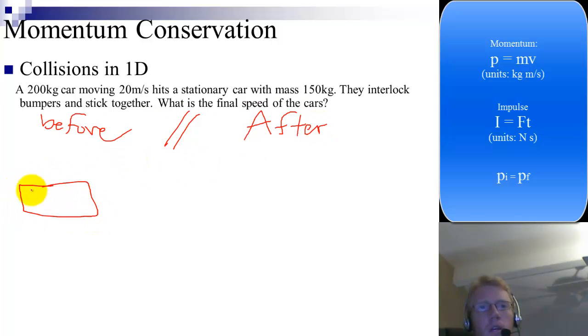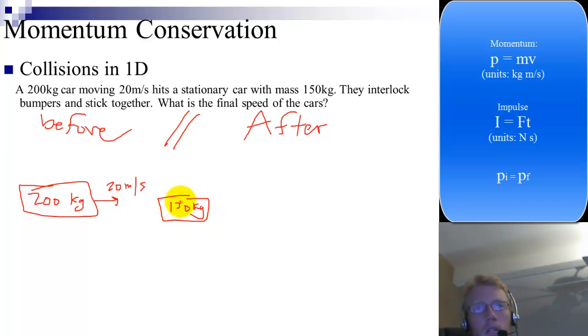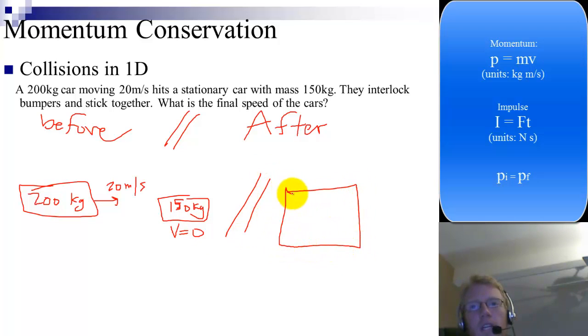Before, I've got a 200 kilogram car going 20 meters per second, and I label just like this. And I've also got a 150 kilogram car with velocity of zero. Then after, they stick together, right? So this is like a double car, and how big is it? It's 350 kilograms. And it's going to be moving, but we don't know: V final equals question mark.